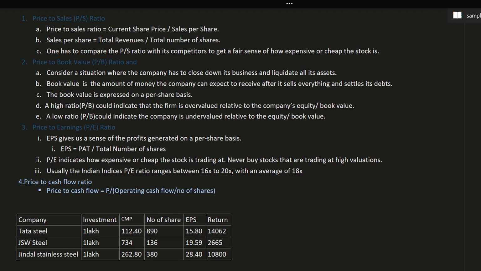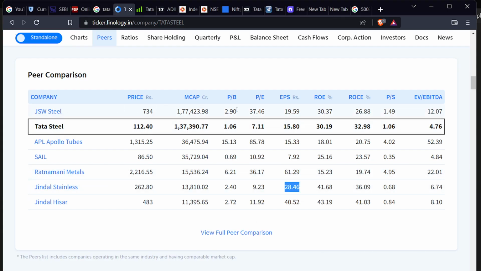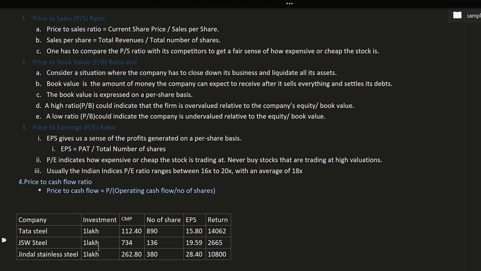Okay. Here you can see JSW's EPS is high, 19.59. But here the price is 734. If you invest 1 lakh in JSW, the number of shares will be 136, and EPS is 19.5. At the end of the year, you will get only 2,600 rupees. If you invest the same amount in Tata Steel, you will get 14,000.